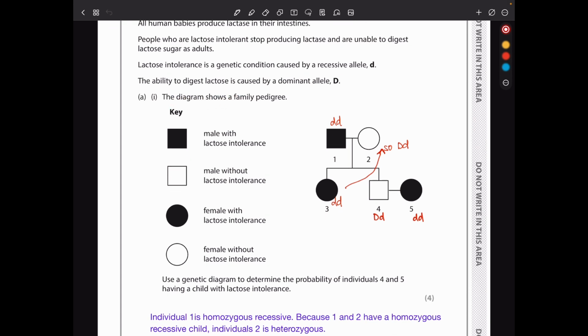So the diagram shows a family tree. Remember, this is a male with lactose intolerance and this is a female without lactose intolerance. So if it's caused by a recessive allele, this should be small d, homozygous recessive, but we cannot yet tell the genotype of the mother. However, when we look at the offspring, if these two parents had a homozygous recessive child, then it means the mother is heterozygous. So capital D small d, and this is small d. Therefore, this person here must be heterozygous as well because the father donates a small d. And if they're not lactose intolerant, then it means they are heterozygous.